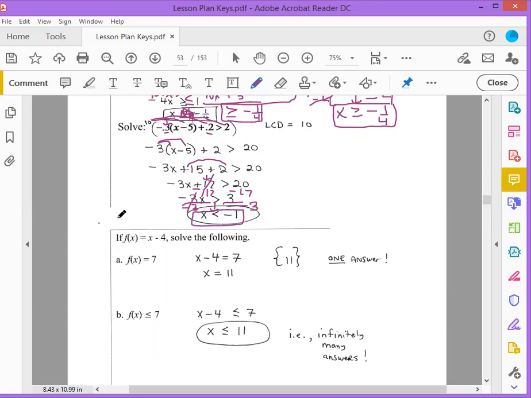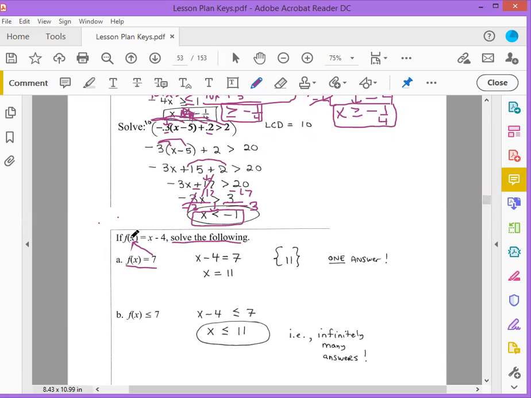In the next problem, we're told if f of x is equal to x minus 4, solve each of the following. So we're finding f of x equals 7. Remember, f of x, we're substituting the value of 7. So using that function where f of x is, we're going to substitute 7. That becomes x minus 4 equals 7.